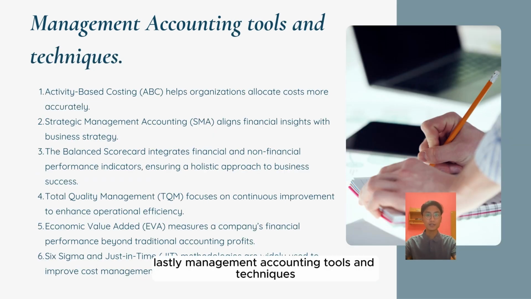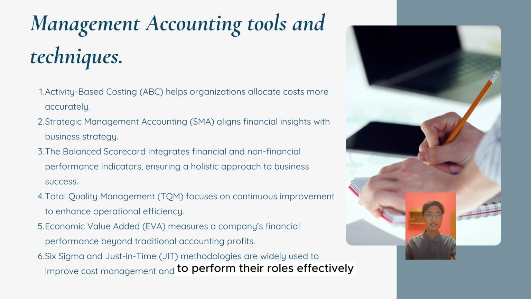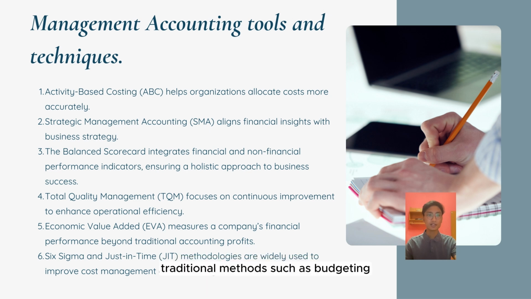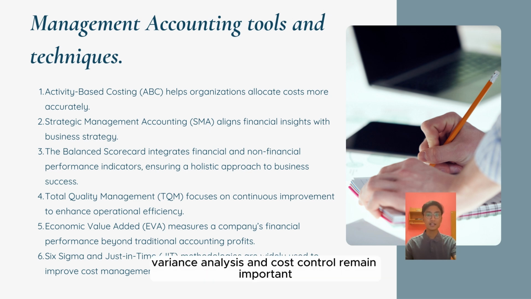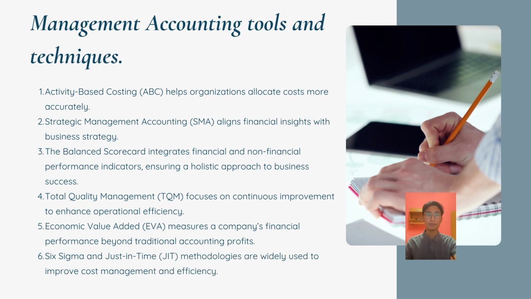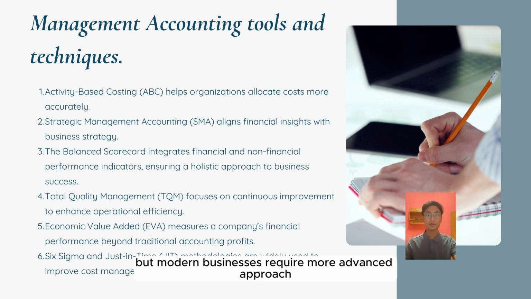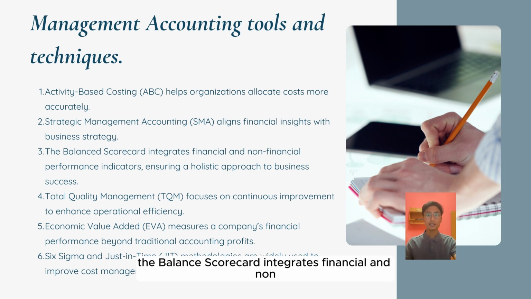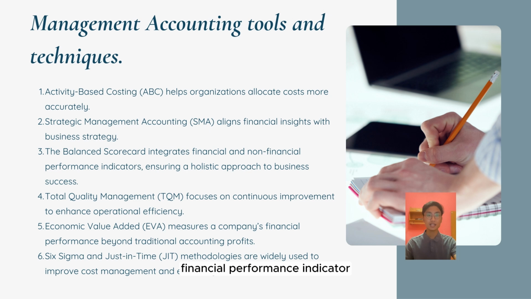Lastly, management accounting tools and techniques. To perform their roles effectively, management accountants use a variety of tools and techniques. Traditional methods such as budgeting, variance analysis, and cost control remain important, but modern businesses require more advanced approaches. Activity-based costing, which is ABC, helps organizations allocate costs more accurately, while strategic management accounting, which is SMA, aligns financial insight with business strategy. The balanced scorecard integrates financial and non-financial performance indicators, ensuring a holistic approach to business success.